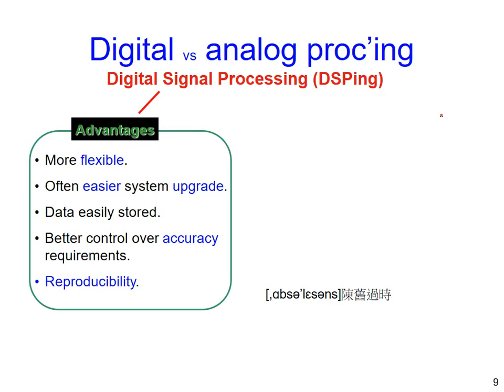Why would we like to do such kind of digitization? Simply because after digitization, in the digital domain, we get more flexibility. It is easier to upgrade the system. You can control the accuracy, just like how many bits you would like to have. 16 bits, if it is not enough.